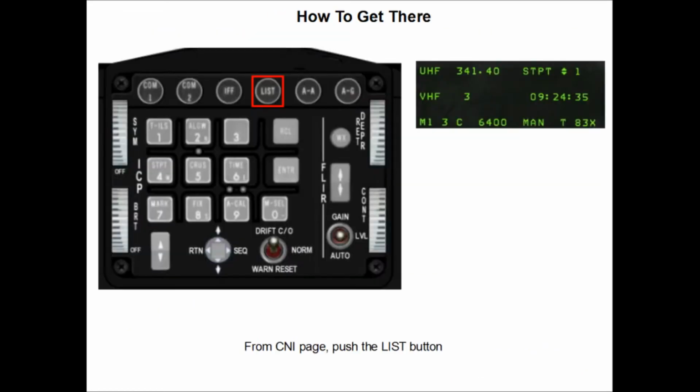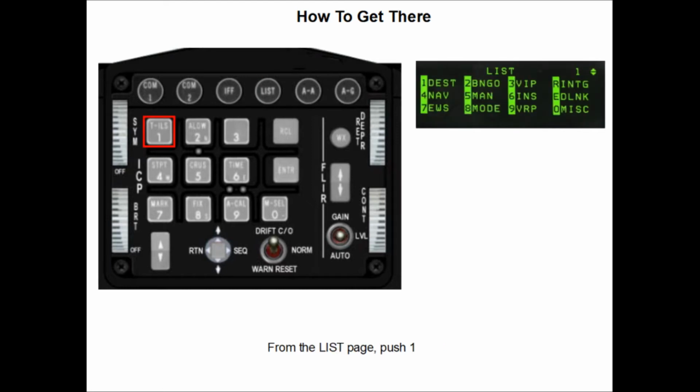Okay, quick recap. We know what a destination page is. We know the difference between a destination page and a steer point page. And we understand the importance of being aware of our steer points. So here we are going to discuss how to get to our destination page. Again, the ICP image is borrowed from Red Dog's -1, and we have the CNI page there on the DED. On the ICP, we push the list button to access the list page on the DED. And here on the DED, we note the top left corner where it states 1 DEST. So on the ICP, we push the 1 button.